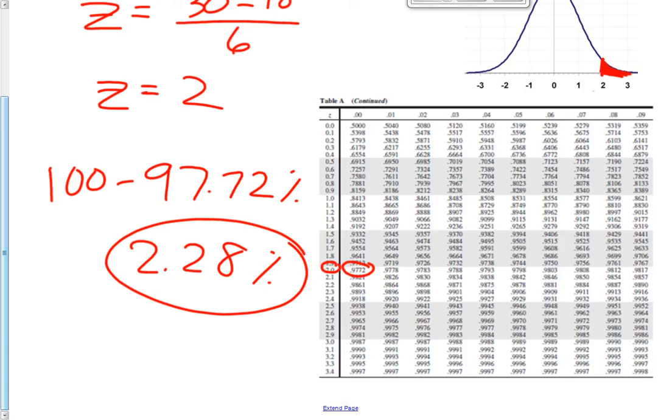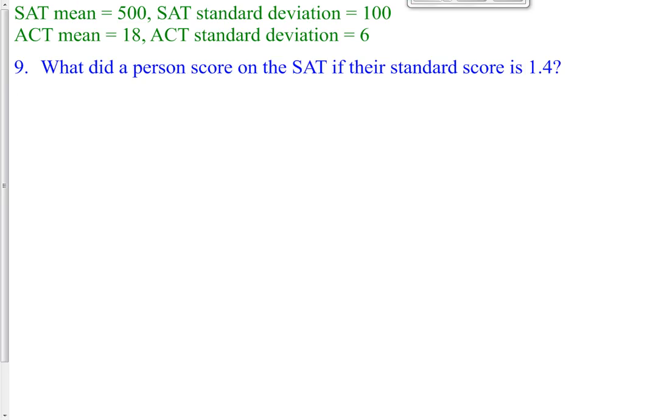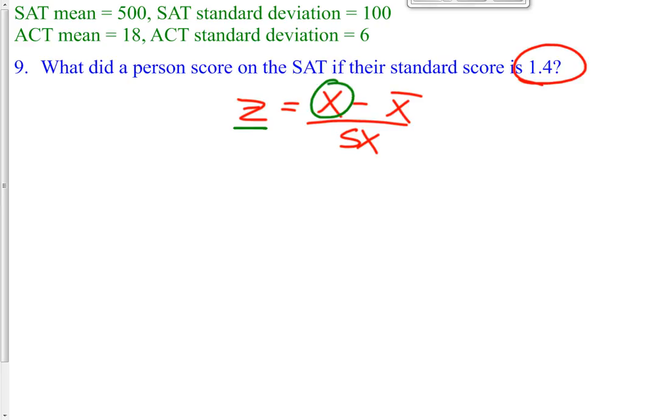Okay, now we're just going to switch around a variable. This time, you know what the standard score is. I'm telling you that a person got a standard score of 1.4. Well, what was their actual score on the SAT? So in our formula, the z-score equals the observation minus the mean divided by the standard deviation. I will always give you the mean. I will always give you the standard deviation. Sometimes I give you the score, and you have to find the z-score. Other times, I'm going to give you the z-score, and you have to find their actual score.